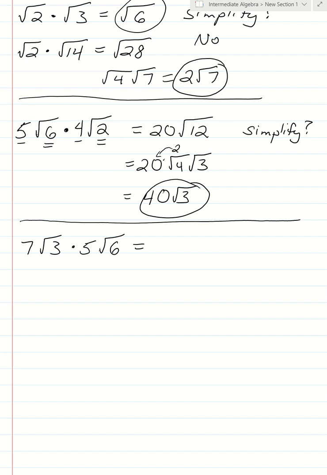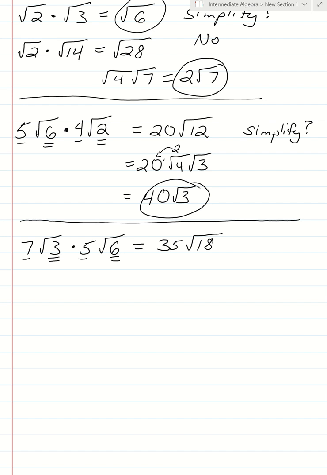Okay, well, if we were to multiply our 7 with the 5, we would get 35. Next, we have to multiply the 3 and the 6. And so now, remember, we're going to have to multiply those two radicands together. And if we take the square root of 3 times the 6, that gives us a square root of 18.